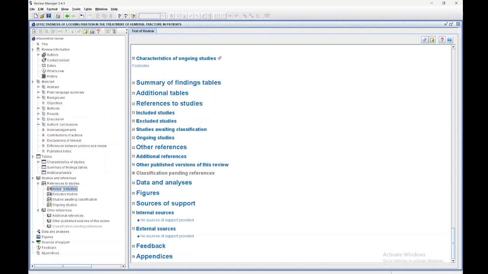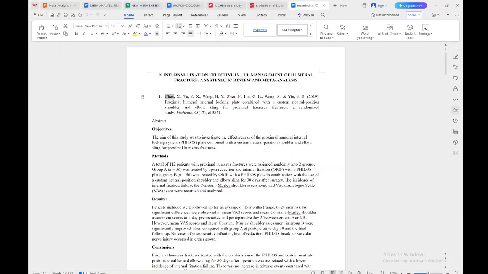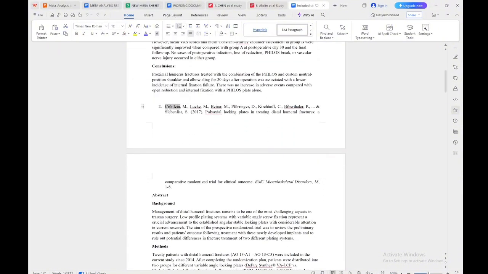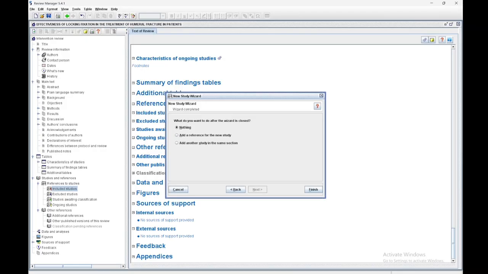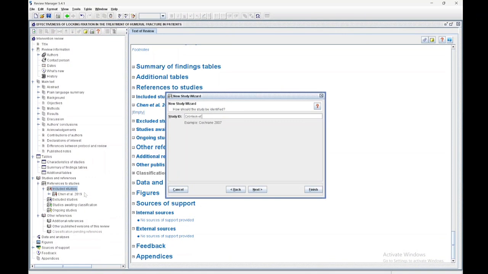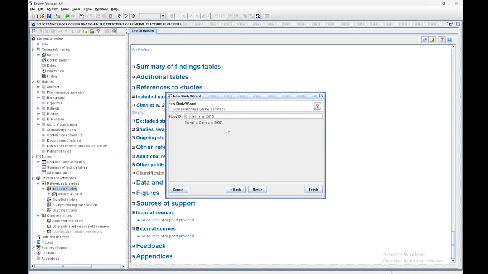Now the next one, we're going to click on add study. We'll go to the next one, Cronlen. We'll pick Cronlen, and we'll go to okay, finish. I think the study just got finished, so this is the first one, right? So click on add study, Cronlen et al. 2015. I don't know if that's correct. Just want to be sure. 2017 actually. 2017. So instead of going next, you can just press finish.